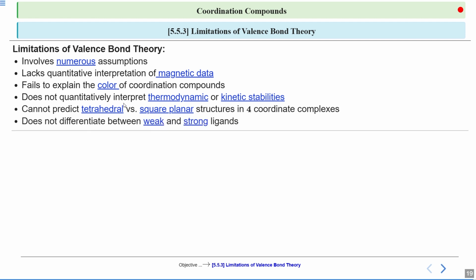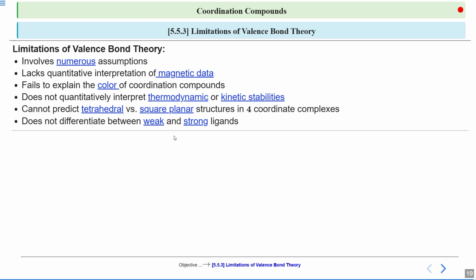It does not differentiate between weak and strong ligands. Valence bond theory doesn't explain the spectrochemical series. That means it isn't able to explain the varying strength of the ligands, due to which we say either this is a weak or a strong field ligand. So it isn't able to explain or differentiate between the weak and the strong field ligands.